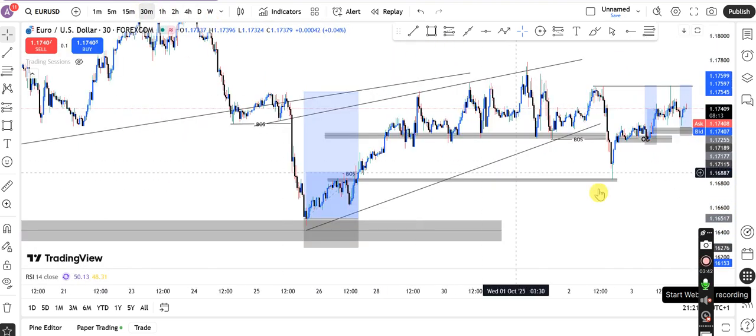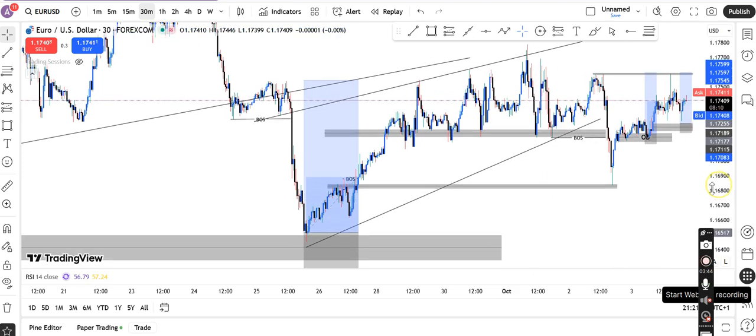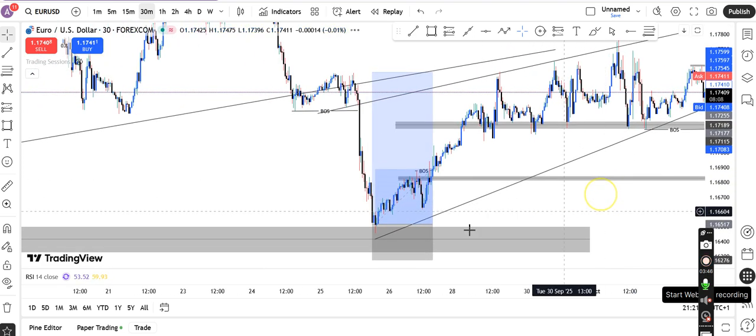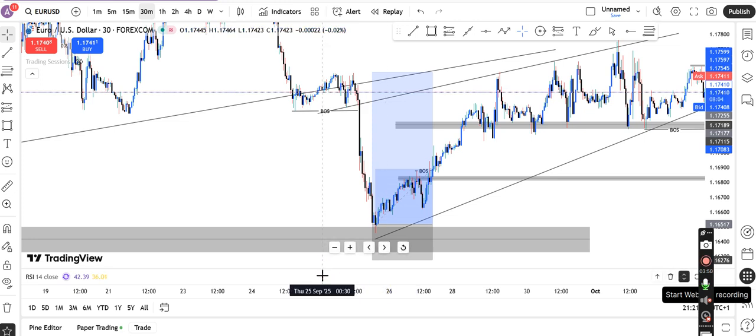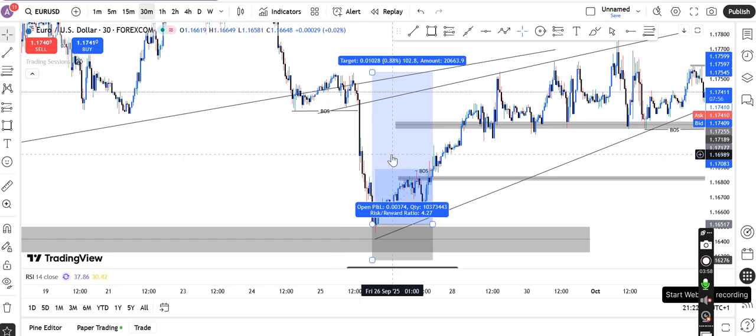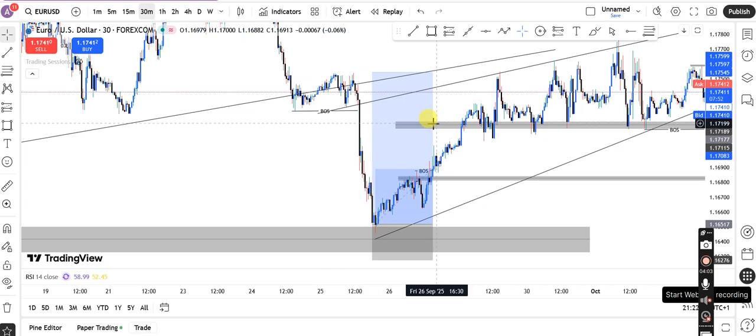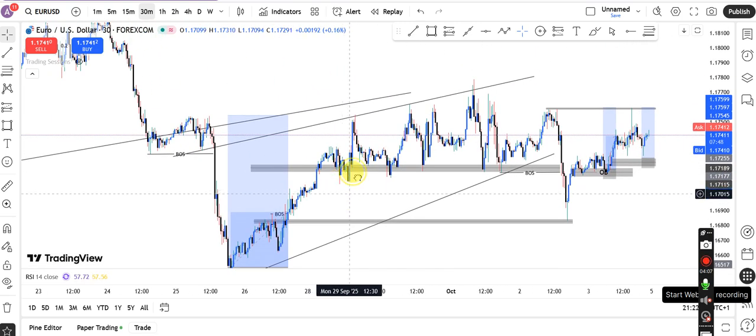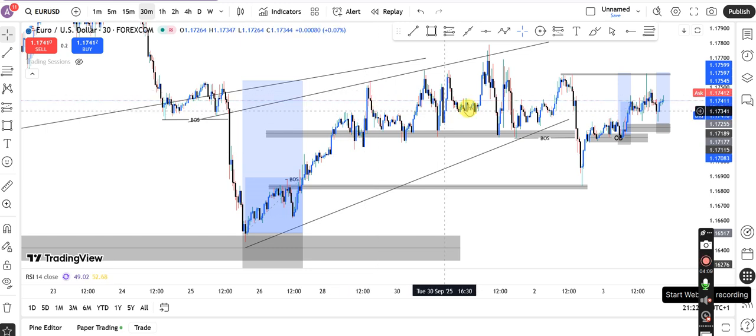If you go to the 30 minutes time frame, very good opportunity that was available on the 26th, if not 25th. It was around the 25th, around 9 o'clock or so. So this was a good opportunity for you to buy. You can see the risk reward is around 4. Very good. A lot of money would have been made here. Moving forward, the market went into the consolidation area.